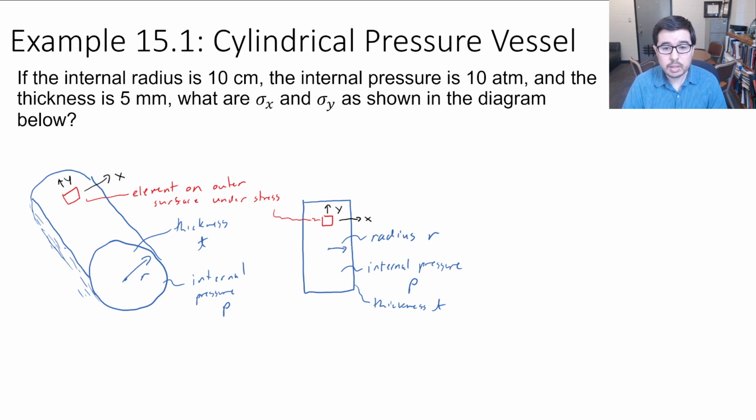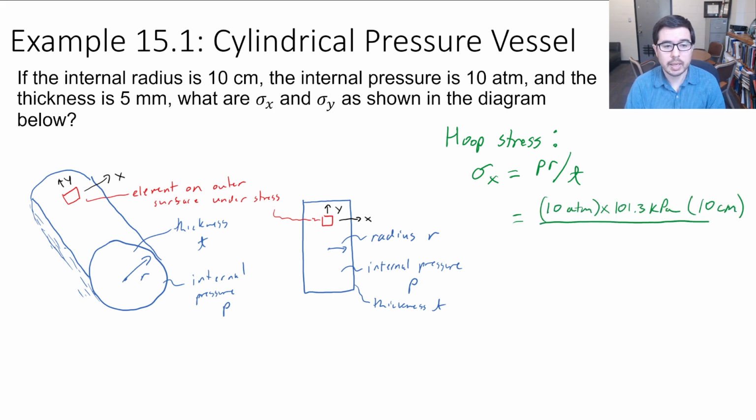Well, sigma x is going to be in the circumferential direction, around the cylinder, and that is what we would consider to be a hoop stress. We can write that out as sigma x equals PR over t. When we plug in the parameters, it's fine to write things out like I've written them, we just need to be aware that the units are not going to cancel naturally. We have to do an additional step, but I've skipped that. The answer is 20.3 megapascals.